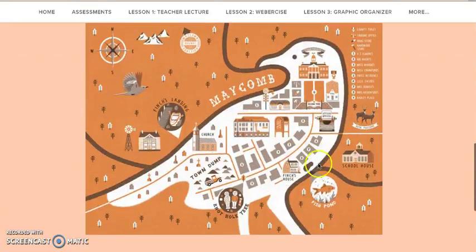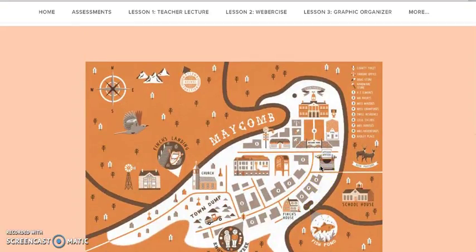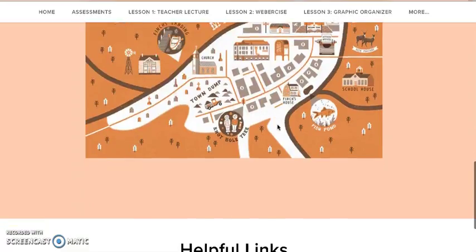From there, I'm going to have here a map of Maycomb, Alabama, just so the students gain an understanding of exactly how these things play out and exactly where they'd play out. Just give them a better mental image about what's happening in the novel.